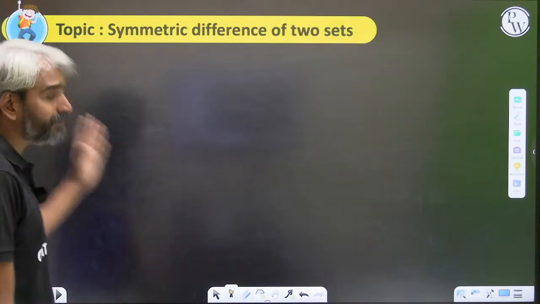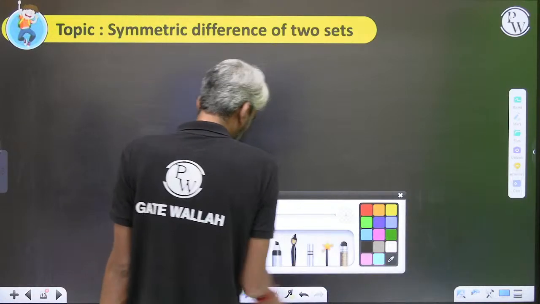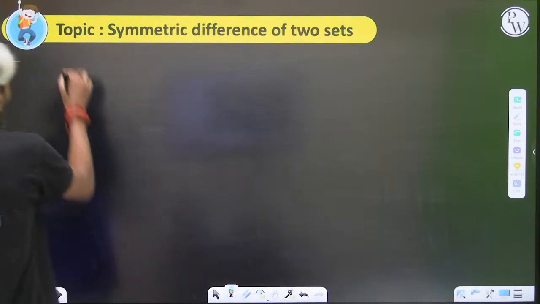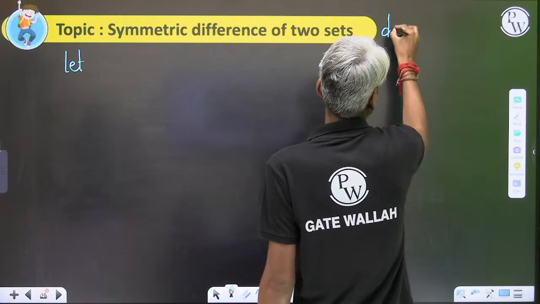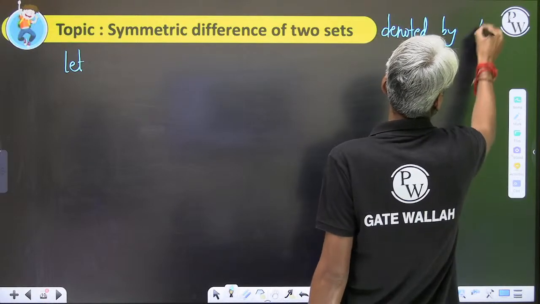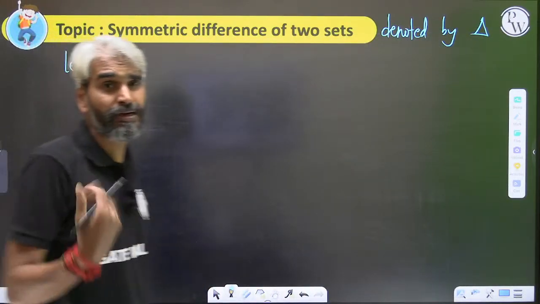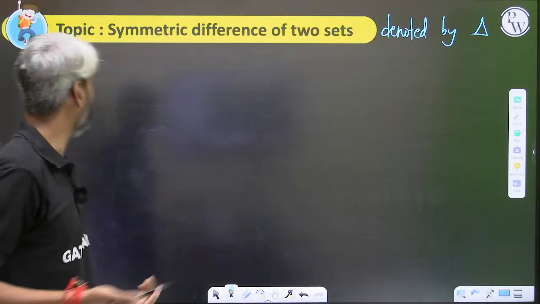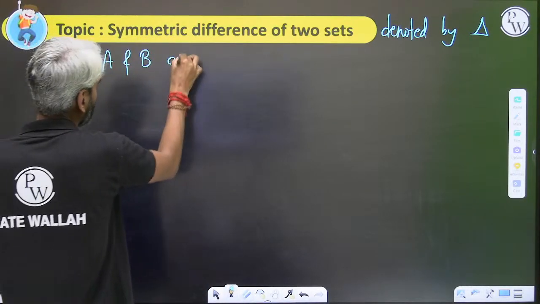Next one is symmetric difference. So what do we mean by symmetric difference? So please try to understand what is symmetric difference. First of all, how do we denote this? Most of the things are known, but symmetric difference is generally denoted by using this symbol delta. They may use some other symbol, but they will define it if they are using any other symbol. So let A and B be two sets.